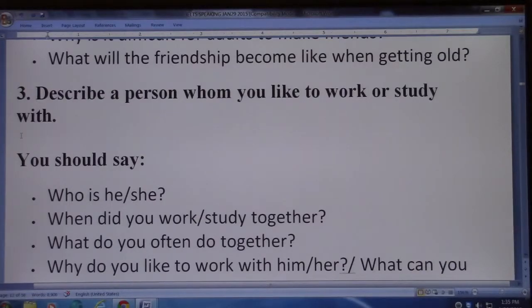Also, number 3, you can describe a person whom you like to work or study with. Who do you like to study or work with? We have a unit on character and moods when we describe different characters. Some people are mean, some people are good, some people are friendly, some people are unfriendly, helpful, unhelpful, loyal, disloyal, faithful, reliable, unreliable, people who are trustworthy. So you may have different ones.